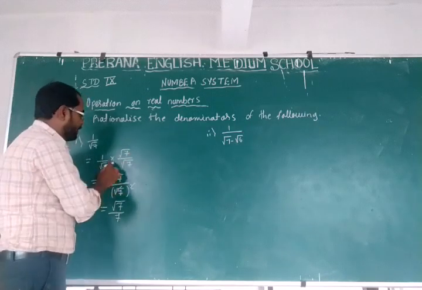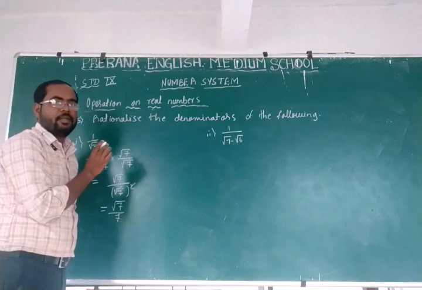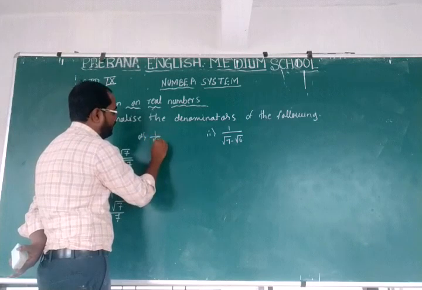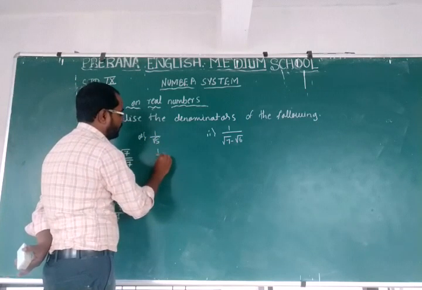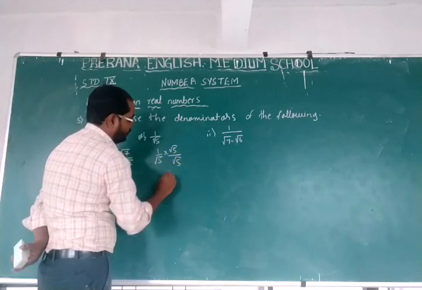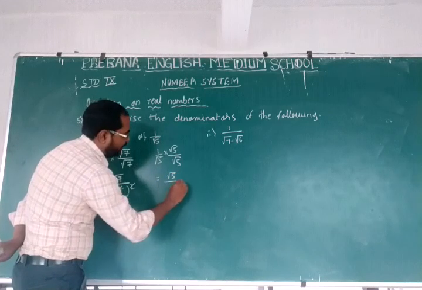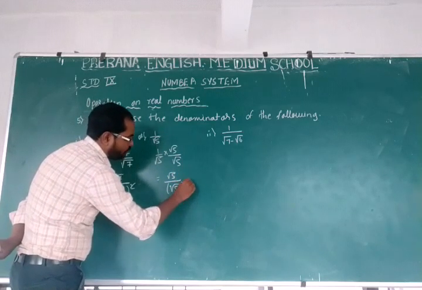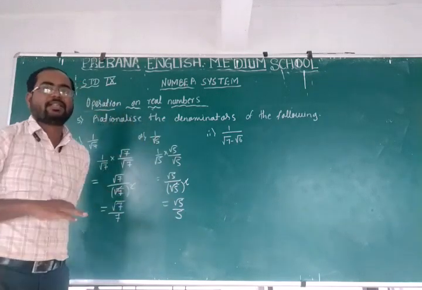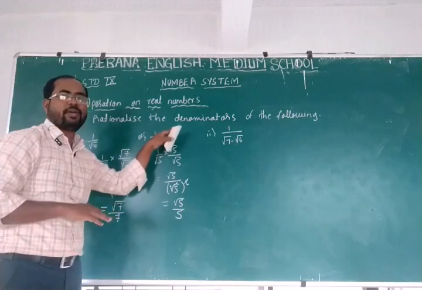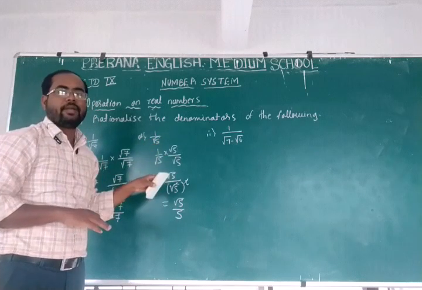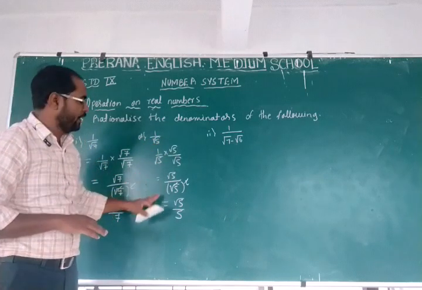If it is root 5, then root 5 by root 5. If you want, take one more example. If it is given as 1 by root 5, then what is the rationalizing factor here? 1 by root 5 into root 5 by root 5 you will take. On simplification, how much will you get? Root 5 by root 5 whole square. Square and square root get cancelled. Root 5 by 5. This is how you take the rationalizing factor. If it is root 3, you take root 3 by root 3. If it is root 11, root 11 by root 11. Like that you take the rationalizing factor and simplify.